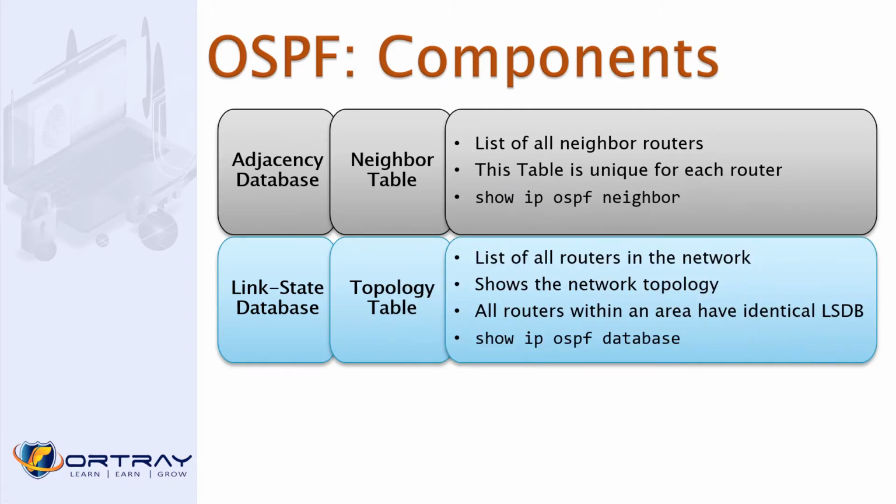Link state database, the topology table, is a list of all the routers in the network. Similar to a map on Google, it shows the entire topology, which network is down or up, the bandwidth, and all those things. All routers within an area have the identical LSDB. Show ip ospf database is the command we use to verify. Like show ip eigrp topology, which shows you the topology table, show ip ospf database shows you the database table or the topology table.